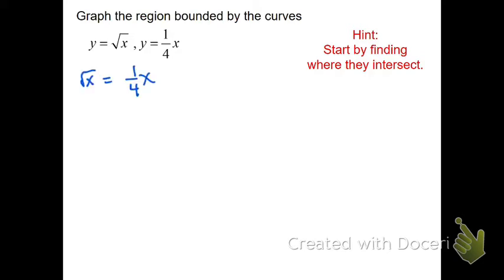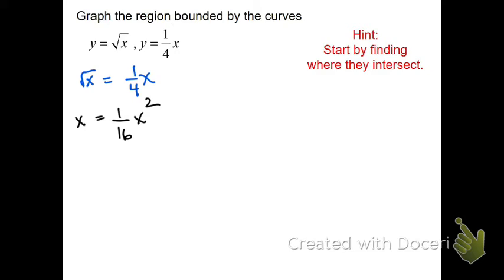So you set them equal, okay? To get rid of the square root, we can square both sides. We could have also multiplied by 4 on both sides. Doesn't matter which one you do first. If I square both sides, I get x equals, this will be 1/16 now, x squared. Now you can see it's a quadratic. Set it equal to 0.